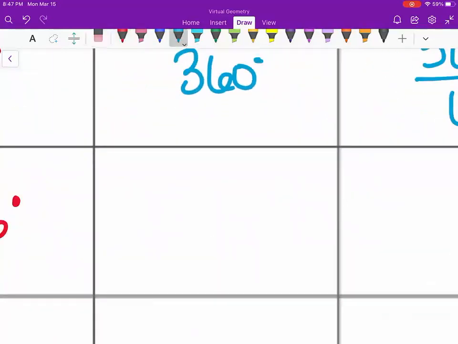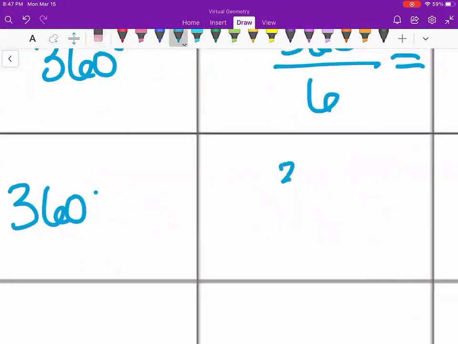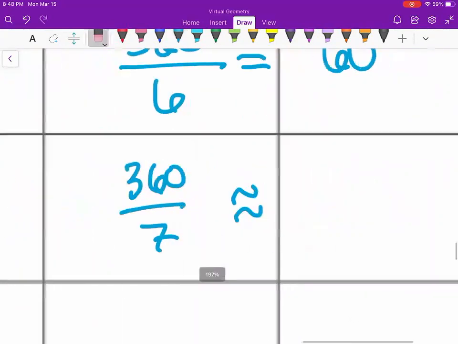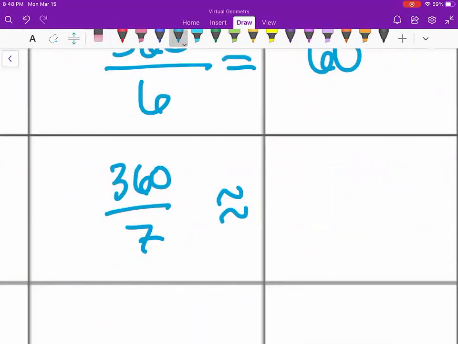All right, exteriors for these. Again, doesn't matter the size, always 360. So that same 360 divided by 7, and again, it's probably going to give us another decimal. Which means each exterior angle is about 51.4. And again, I'm going to just round to the nearest tenth of a degree. So 51.4 degrees.